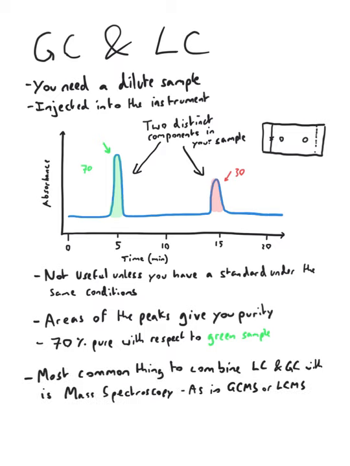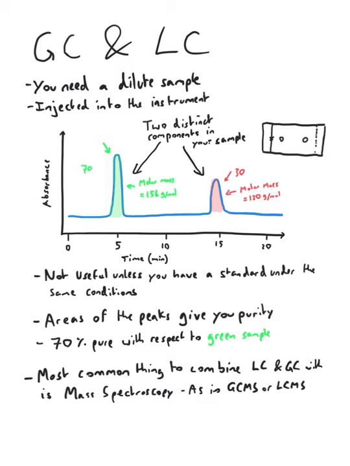The most common thing to combine liquid chromatography or gas chromatography with is mass spectroscopy, with instruments even being called GCMSs or LCMSs. These instruments are really useful because they will tell you what the mass of the compound is that is causing the peak to appear, and of course all the fragments too.